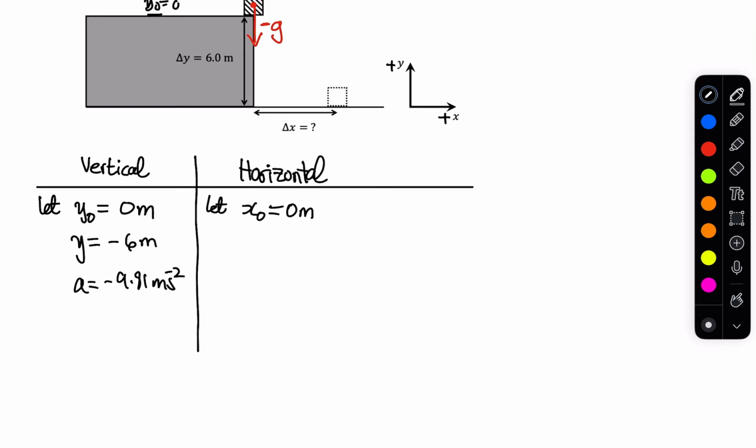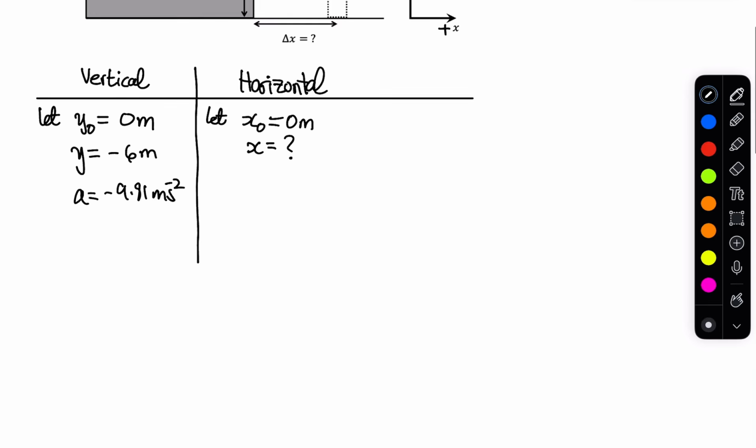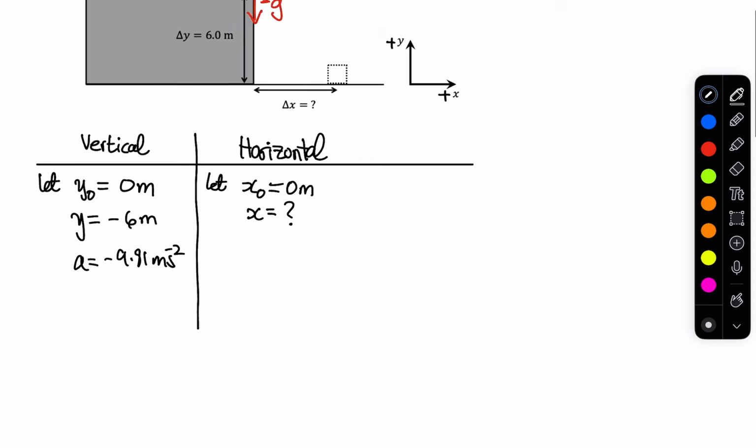And in the horizontal direction, we want to know what x is to find the change in x, which is just x minus x naught. And as x naught is equal to 0, it's just equal to x. So we just really need to find x. So I can just rub this part out. All right. We don't know time.